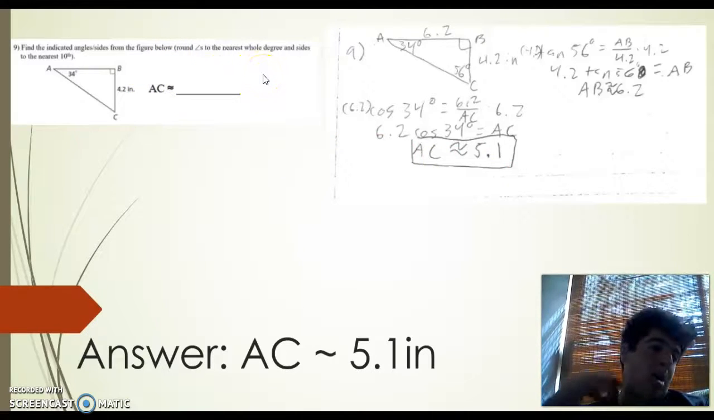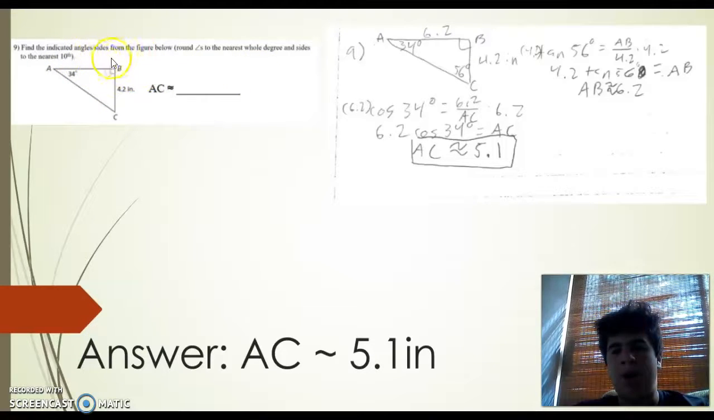For number 9, find the indicated angles and sides in the figure below. So first I did the tangent to find the side right here, the tangent of 56 degrees. Then you just have to find the supplement of 34, which should be 56. The tangent of 56 would be opposite over 4.2, AB over 4.2. Then you multiply by 4.2 on both sides. And then you do tangent of 56 times 4.2, which is about 6.2.